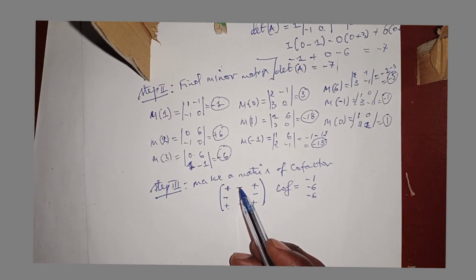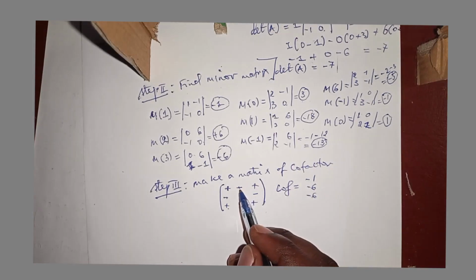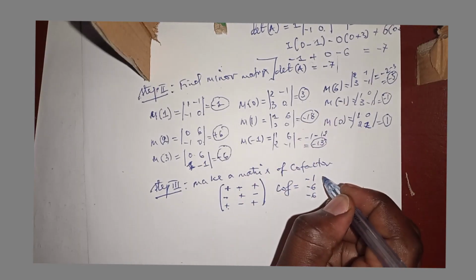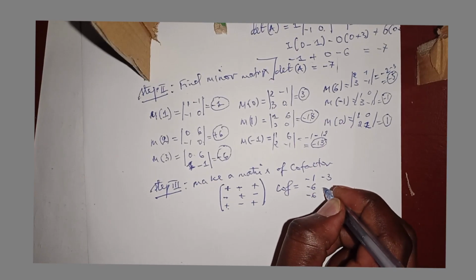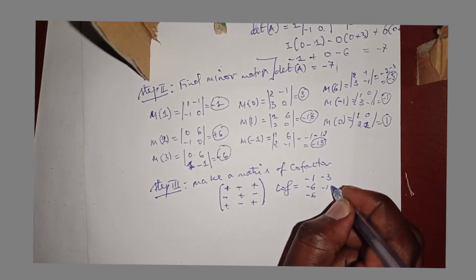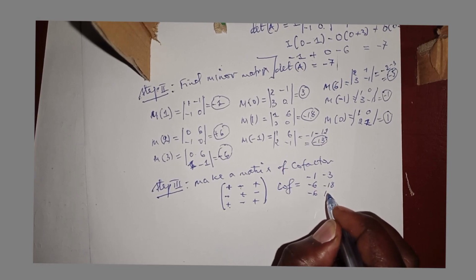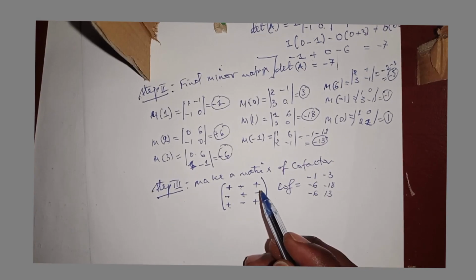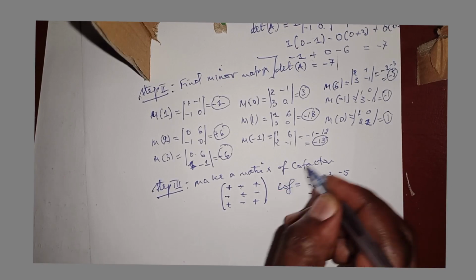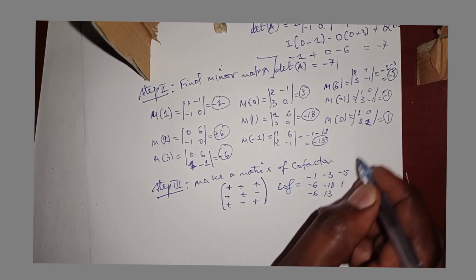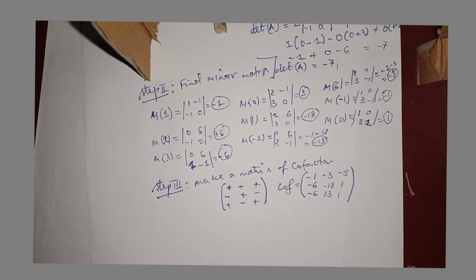Okay, we are here. Negative 1 times 3, you get negative. This is the negative. Negative times this one, you get negative 3. Okay, this is a positive times here, you get negative 18. So, negative times this one, you get positive 13, okay? So, positive times negative 5, you get negative 5. This times here, you get 1. Positive times this one, you get also 1. Okay? This is the cofactor matrix.